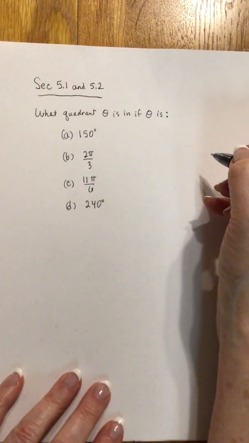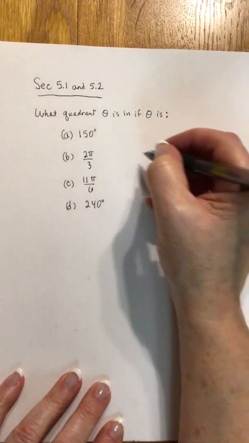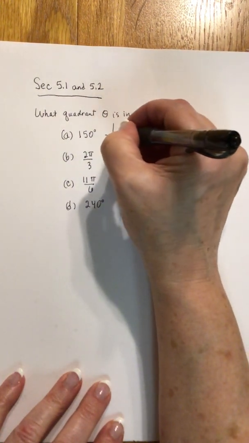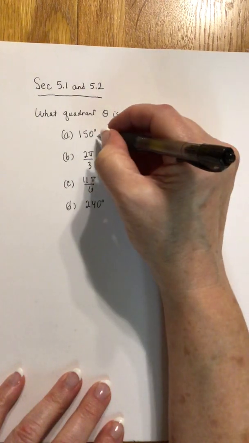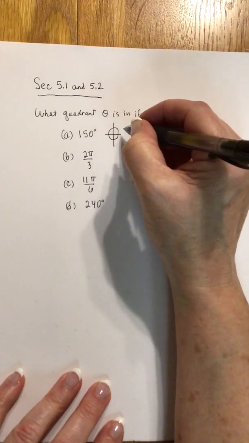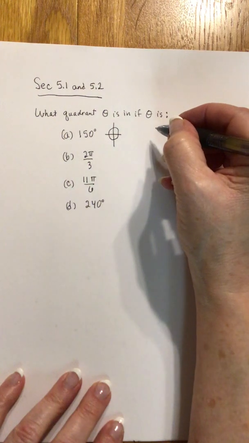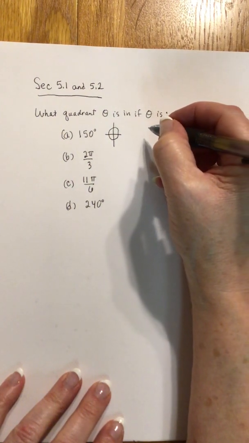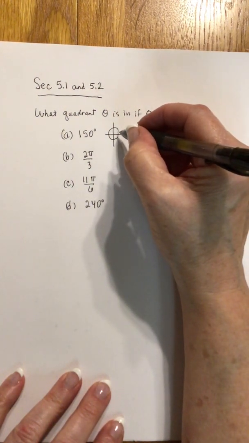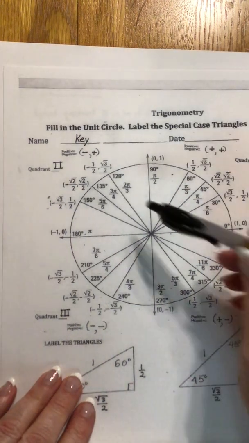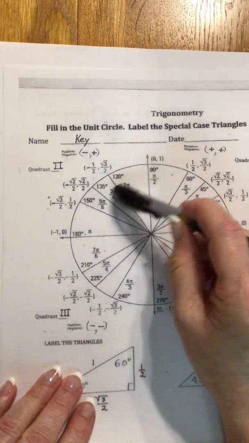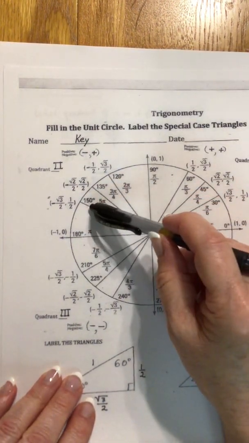Now, if I were you, what I would do is draw a little unit circle. And now you have to decide, where is 150 going to be in this little unit circle? So that's what you're going to do on those. If you look on your unit circle, where is 150? So 150 is over here in quadrant 2.